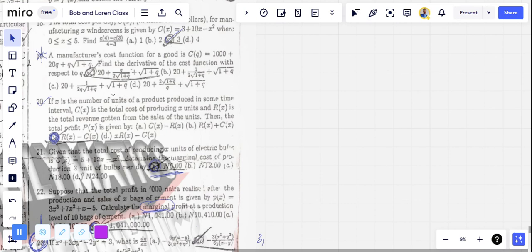Based on the previous video, we stopped at question number 18, so for question number 19, we have the question as thus, which says a manufacturer's cost function for a good is given to us as C(q).